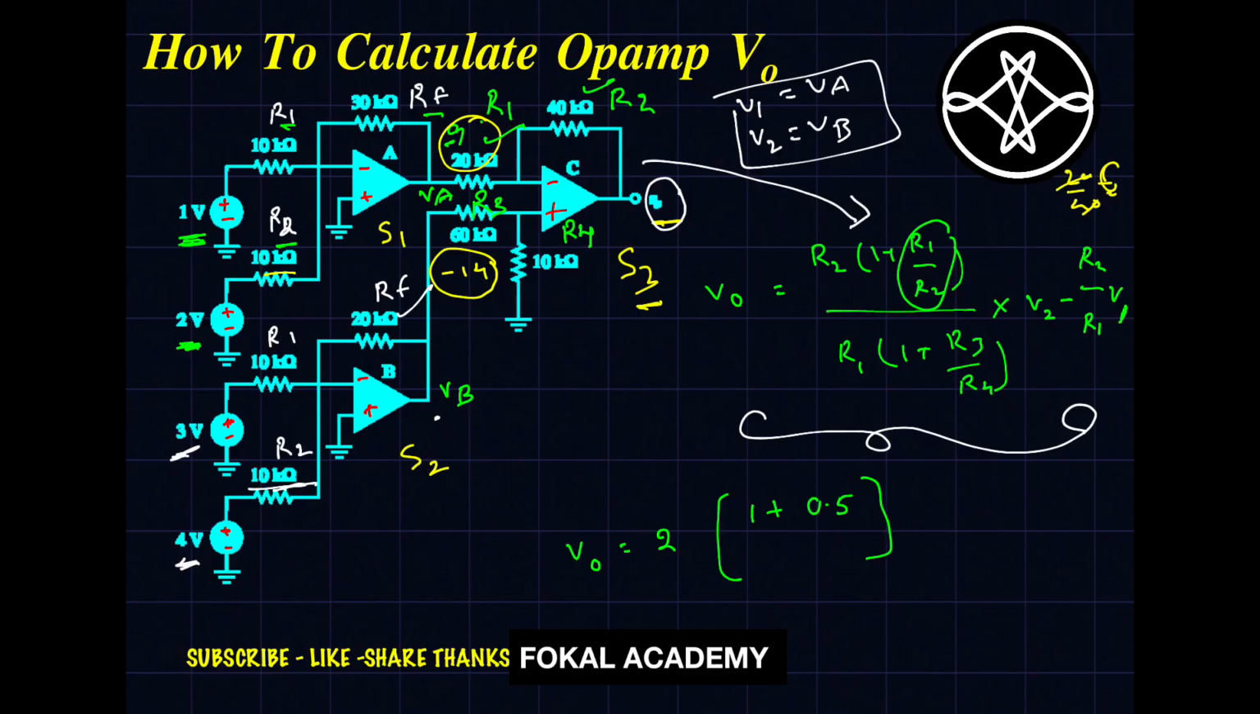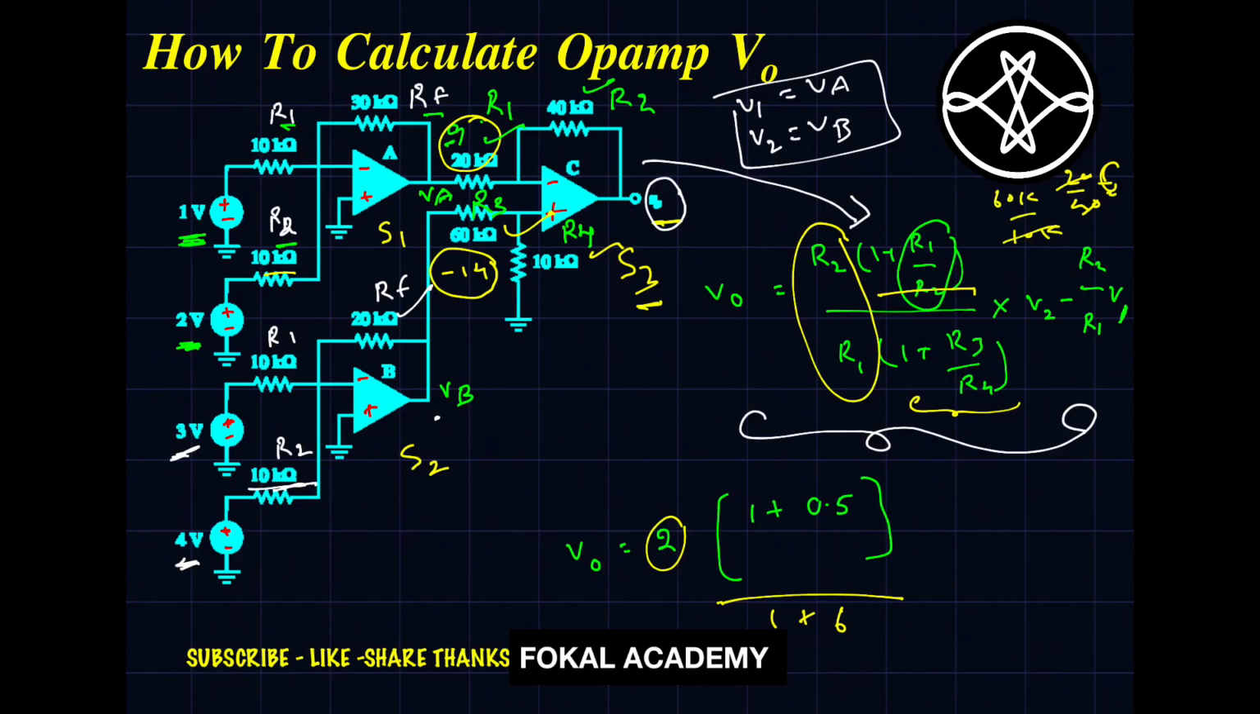Okay. Next upon, this R2 by R1 is already calculated, that is 2. So for this value we got 1 plus 0.5, and this value is 1 plus R3 by R4. R3 is 60k and R4 is 10k. So 60k by 10k is 6. Totally 6. So into V2, nothing but VB, that is minus 14.